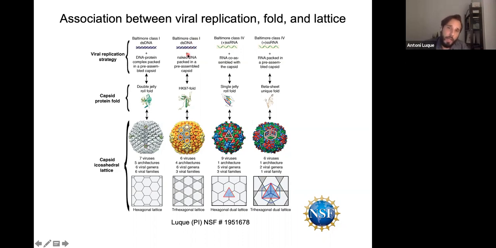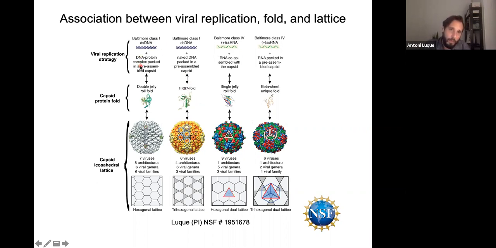and it packs the DNA after it has assembled the capsid. And it packs the DNA at very high densities, quasi-crystalline densities. There is no other biological entity or organism that packs DNA at such high densities. If our hypothesis is true, and this is our preliminary data, it means that if I go to the Baltimore class 1 and I look for a different genome packing strategy, I should see that the protein fold and the capsid lattice selected would be different.